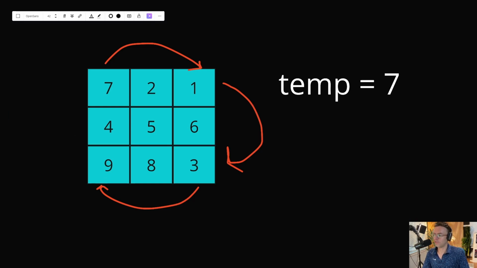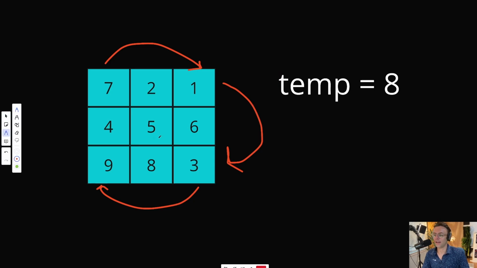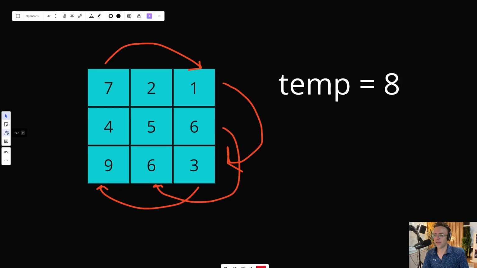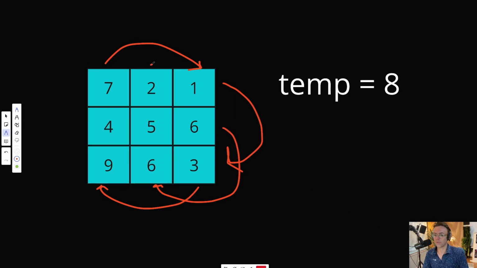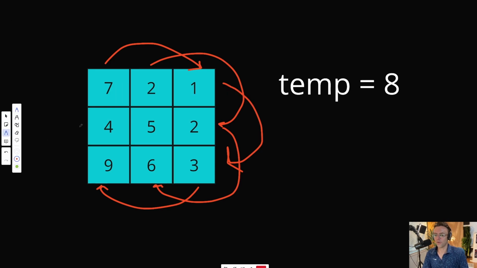Remember, we are in a nested for loop, so this process is going to repeat once again, but it's going to shift over one element or up depending on where it is in the matrix. So instead of the temp being 7, it's now going to be 8. And we're going to take our 6 and replace the 8. We're going to swap out the 8 for the 6. Then we're going to do the same exact thing. We're going to replace the 2 with the 6. The 6 is now going to become a 2. And we're going to replace the 4 with the 2. The 4 is now going to become a 2.